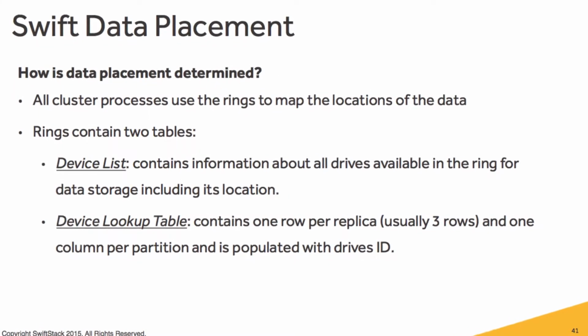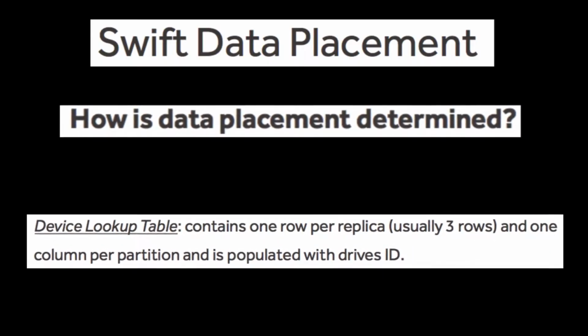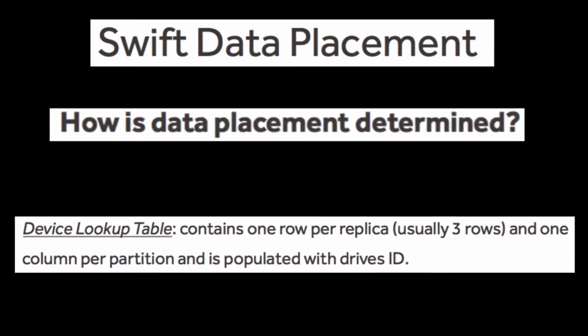The device list puts all the devices in the entire cluster into this ring, and it computes it and keeps track of every single disk that's there. The lookup tables are the account and container stuff where data goes.